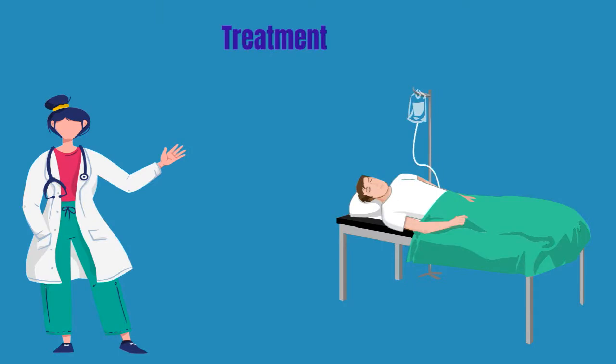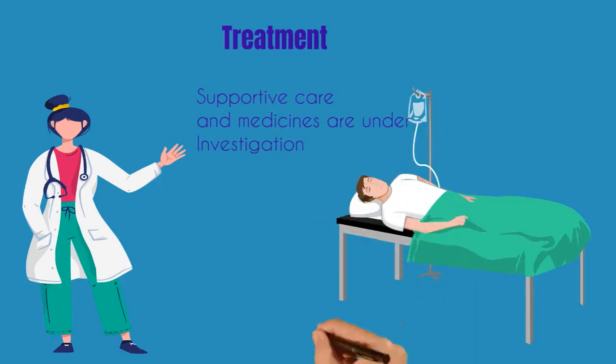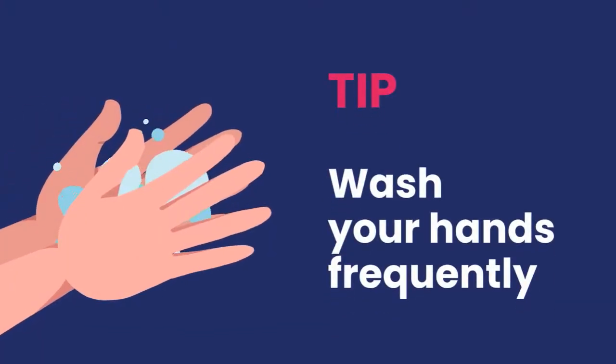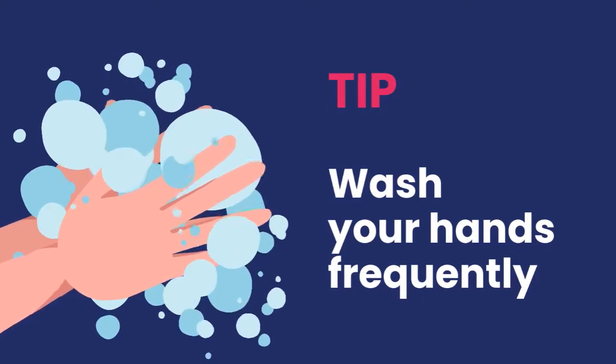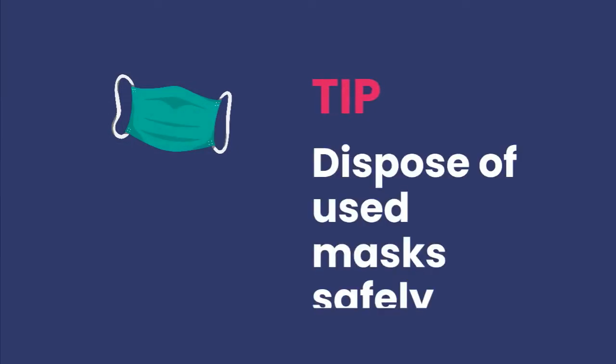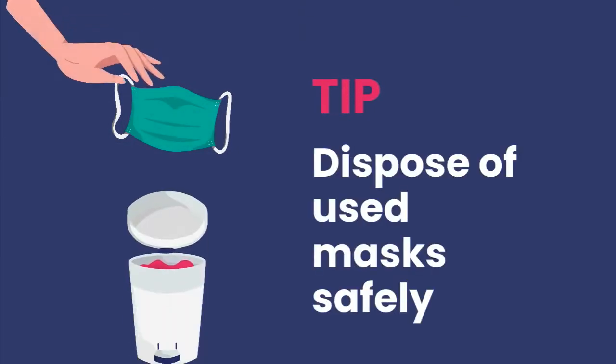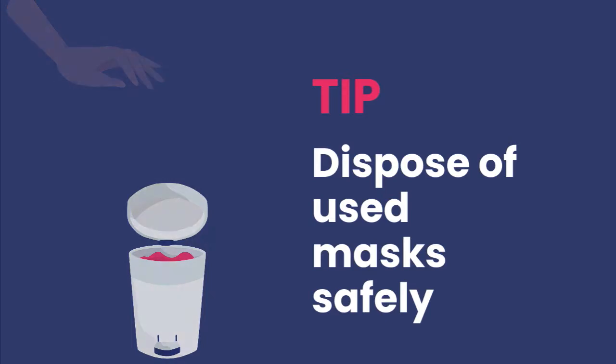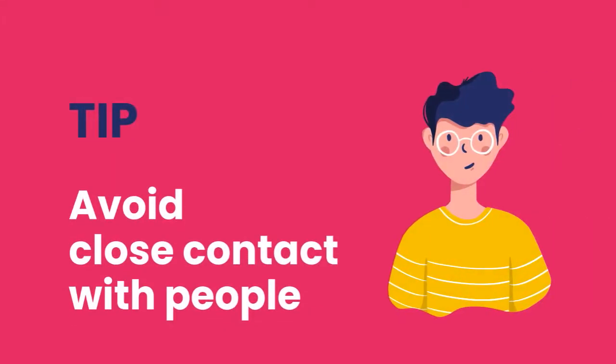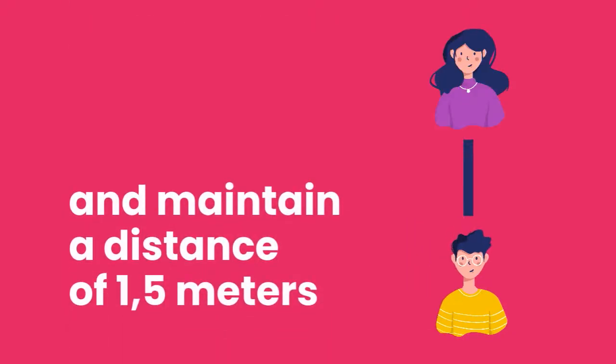So, what is the treatment for COVID-19? Well, first is supportive care, and medicines are under investigation. How to prevent getting sick? Well, the most important thing is to wash your hands for at least 20 seconds. Use a face mask to cover your nose and your mouth to prevent other people from getting sick. Avoid close contact with people and keep a distance of at least 6 feet apart.